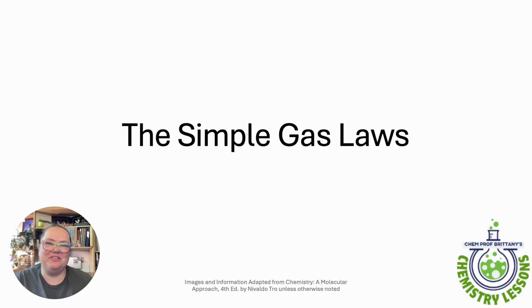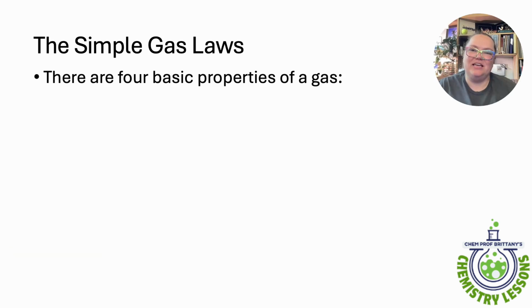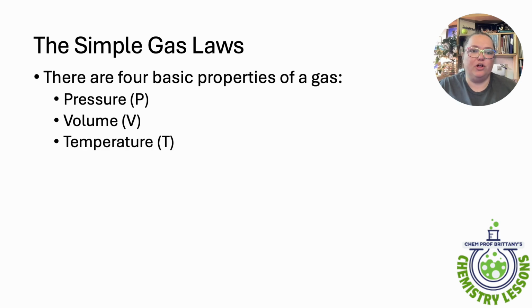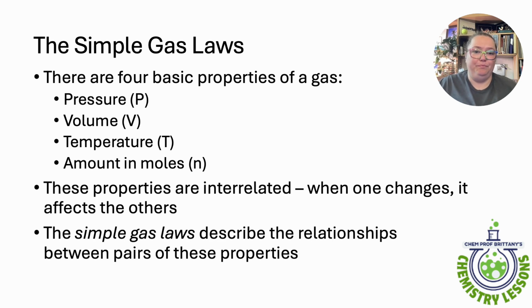Here we're going to talk about the simple gas laws. So there are four basic properties of a gas that we look at. That includes pressure, volume, temperature, and the amount of gas that we have, which we measure in moles. These properties are interrelated, so when one changes, it does affect the other things. And so we have what we call the simple gas laws that describe the relationships between these pairs of properties.